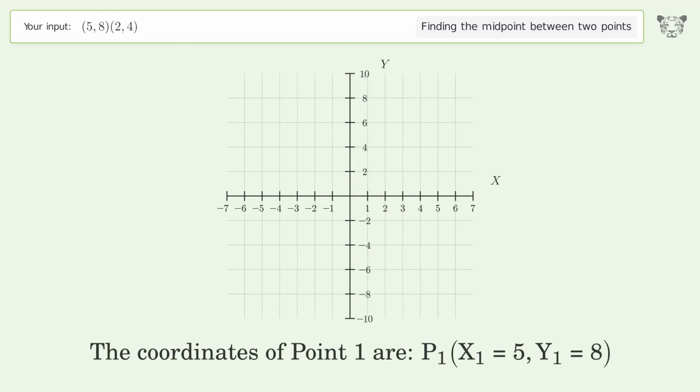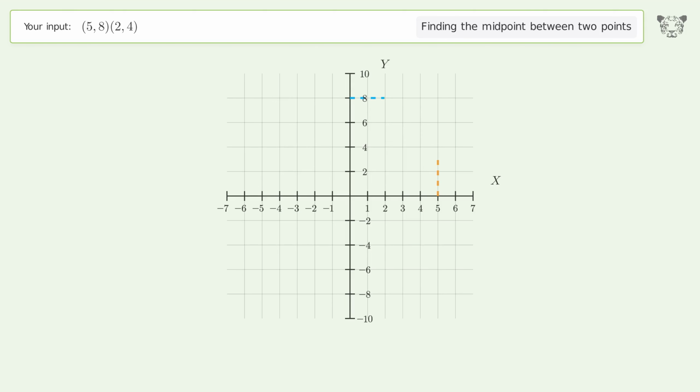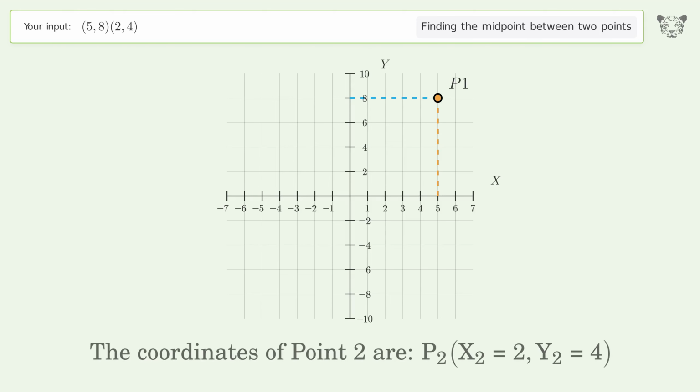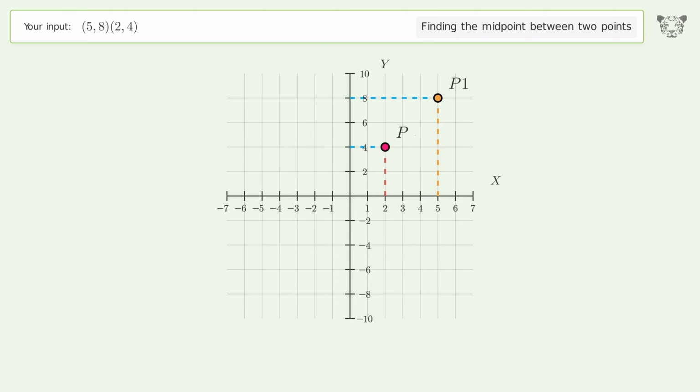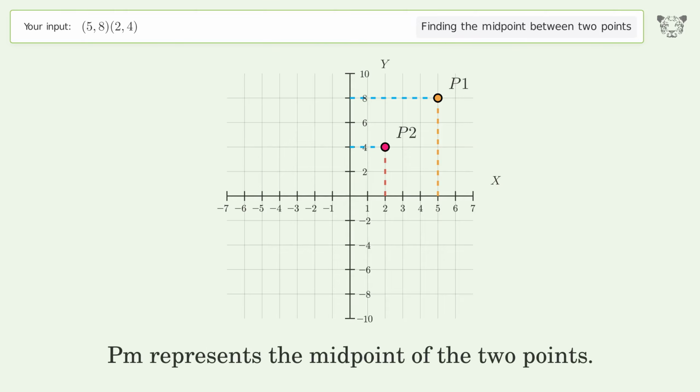The coordinates of point 1 are x1 equals 5, y1 equals 8. The coordinates of point 2 are x2 equals 2, y2 equals 4. PM represents the midpoint of the 2 points.